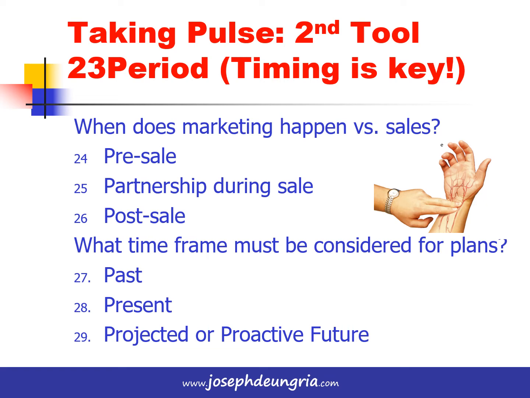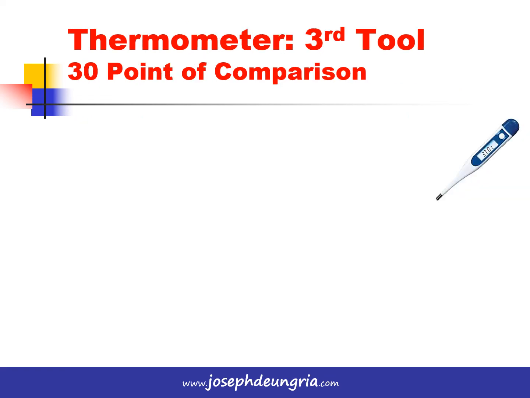Projected or proactive future. Okay, so the second dimension is about the time element of what is happening, right? So our analogy is like taking the pulse. The pulse can be fast now, but at a later time, it's normal. So timing is key. The third dimension is related to thermometer. Thermometer is a point of comparison.